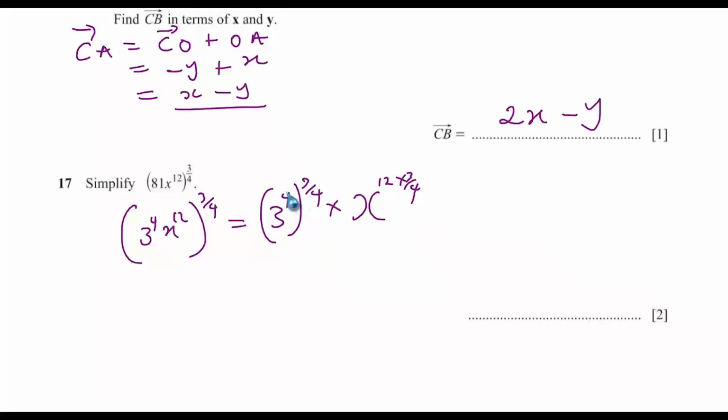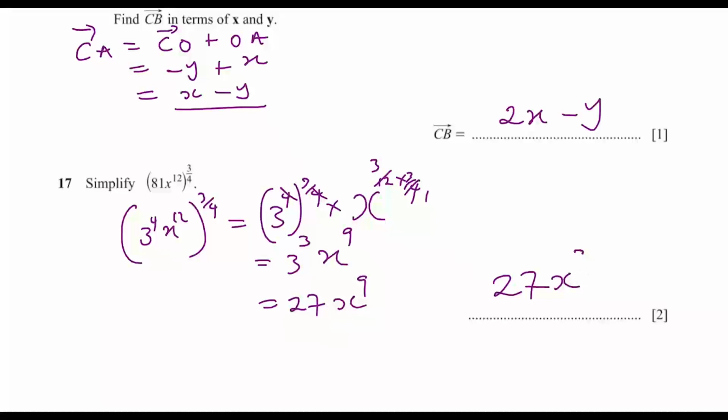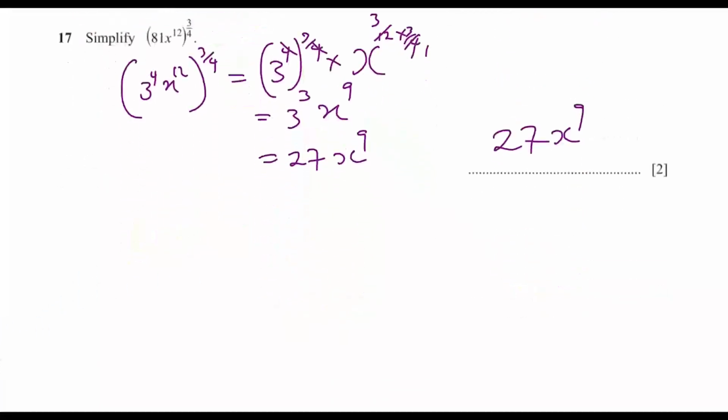Then we have 4 cancel 4, we have 3 to the power of 3 left, then x to the power of, 4 into 12 is 3, you have 3 times 3, that is 9. So 3 to the power of 3, that will be 27, then x to the power of 9. So this is the solution. So the next one is question 18.